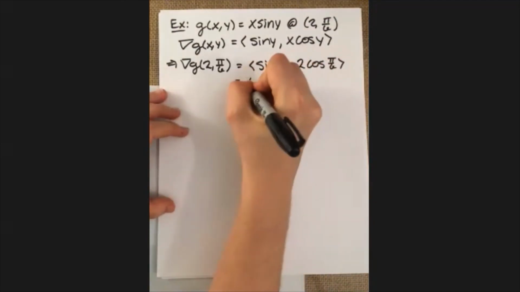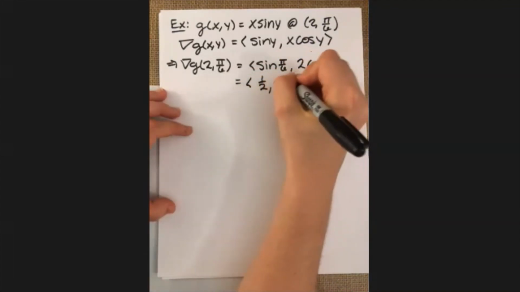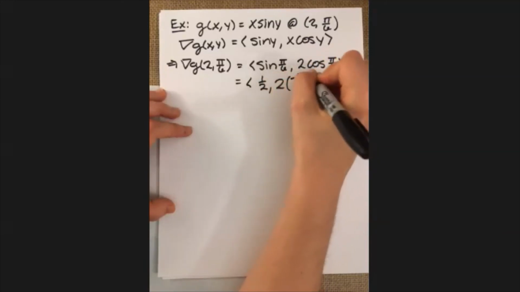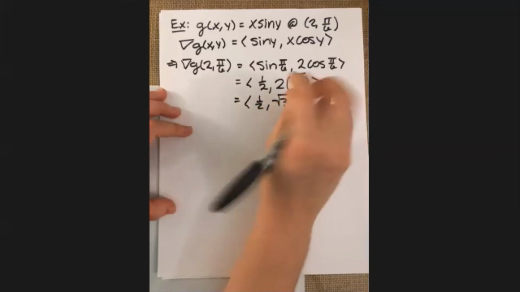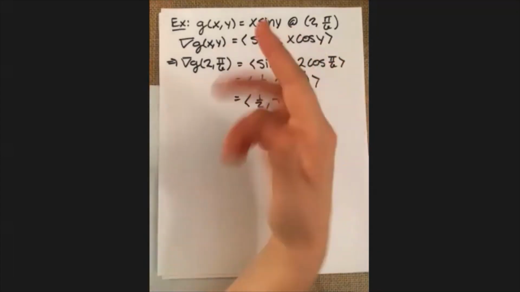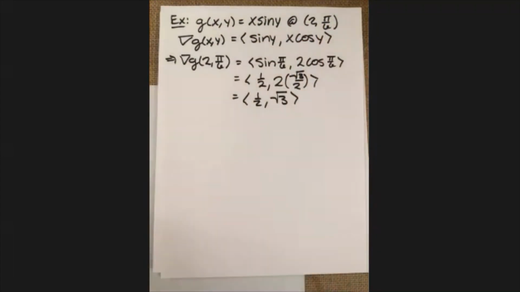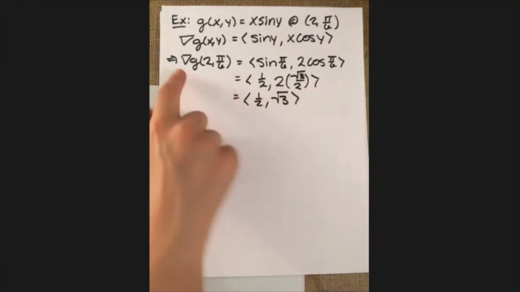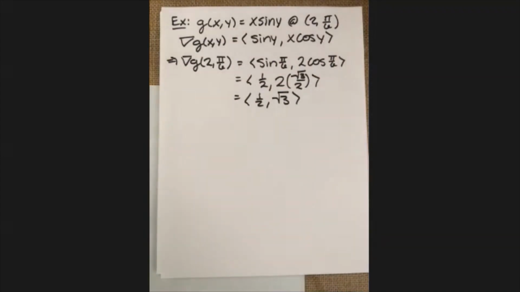Sine of pi over 6 is equal to 1/2, and then cosine of pi over 6 is actually root 3 over 2. So we're going to wind up with (1/2, root 3) as being the vector for the gradient at the point (2, pi over 6). But that's pretty much all there is to these kinds of problems. The gradient, all you got to do is compute the partial with respect to x, partial with respect to y, and then if you want to plug in a point to figure out what the vector is at that particular point, you just take the point and you plug it into the gradient. So that's pretty much all there is to that.